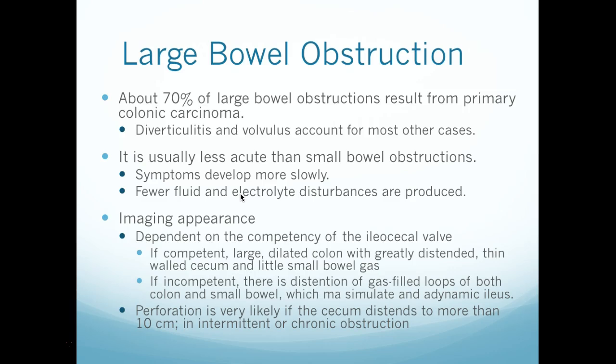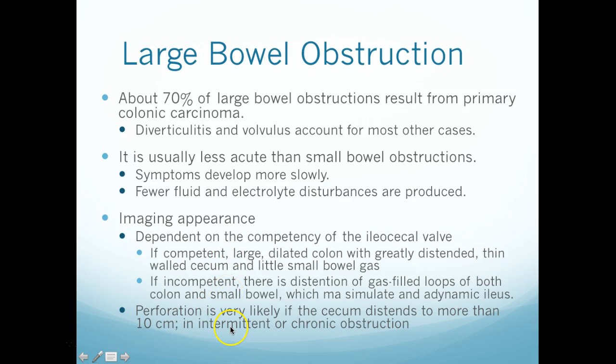If it's incompetent, there is distension of gas-filled loops of both the colon and the small bowel. So here we're talking about the thin-walled cecum with little small bowel gas, and here we're talking about distension. It's usually not as great, but it's gas-filled loops of both the colon and the small bowel, which may simulate adynamic ileus, which we talked about, where the abdomen is just not moving things through. So you need to look to see, is the ileocecal valve competent or not.